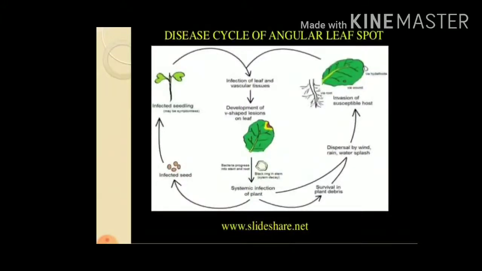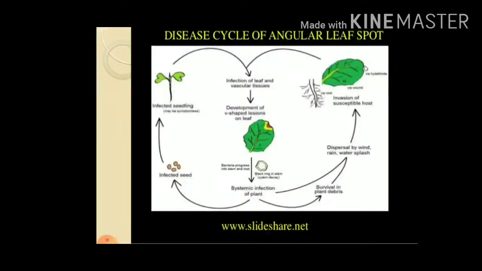Firstly, infection of the leaf and vascular tissue. Then the systemic infection of the plant is formed: angular leaf spot, angular like a leaf spot. Then several symptoms in the plant are described.